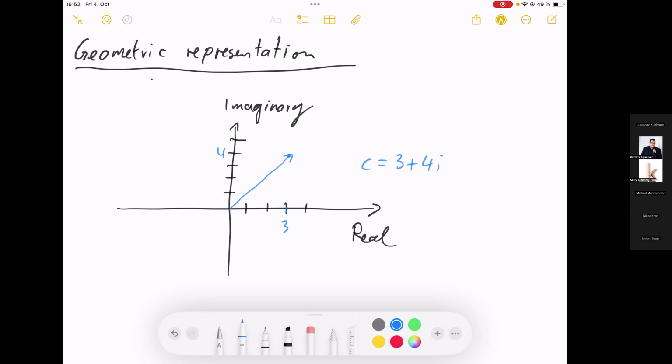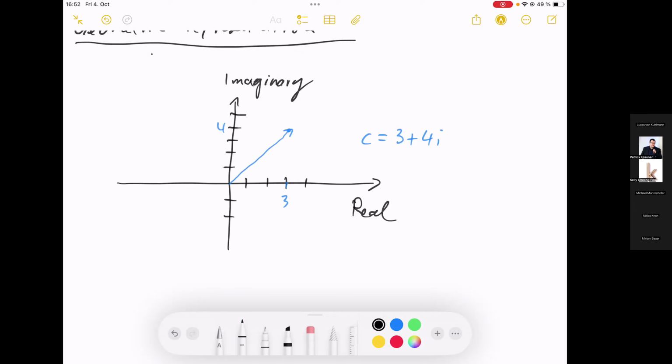And you can wonder about what happens if we apply the operation we have just seen before, the conjugate. Then we are just reflecting the vector at the real axis. So C bar, meaning the conjugate of C, is 3 minus 4i and would be somewhere down here. So this is the geometric interpretation of complex numbers, as well as the conjugate operation we had just seen.